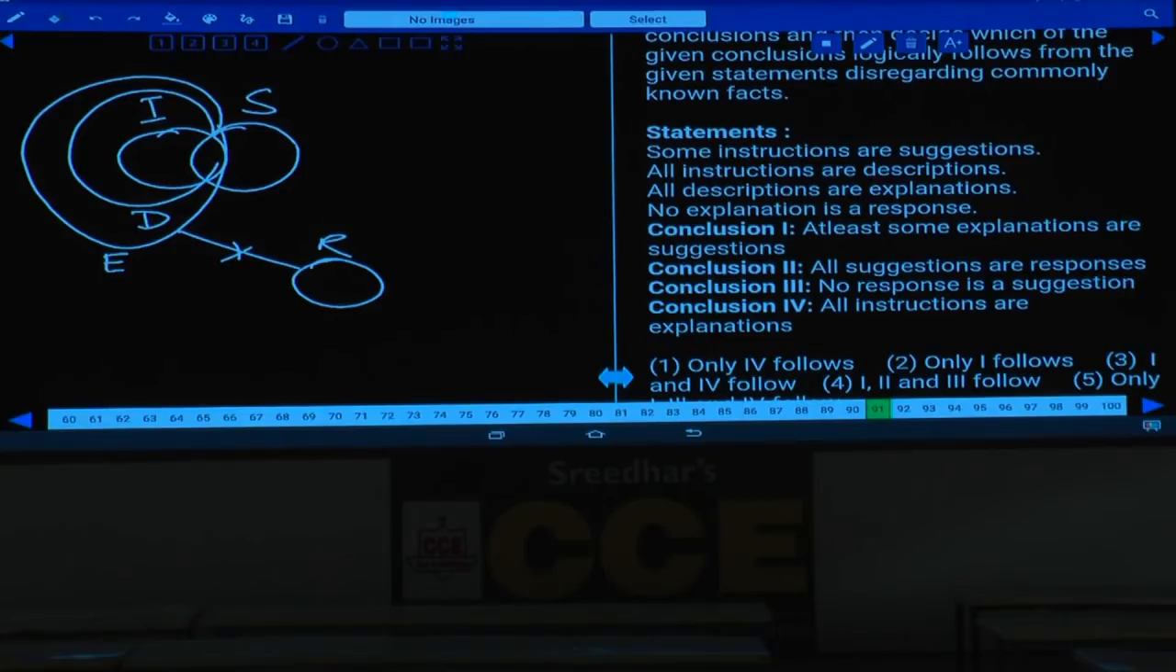Then what is the first conclusion here? Some explanations are suggestions. Some explanations are suggestions, definitely true. These are the explanations and these are the suggestions.